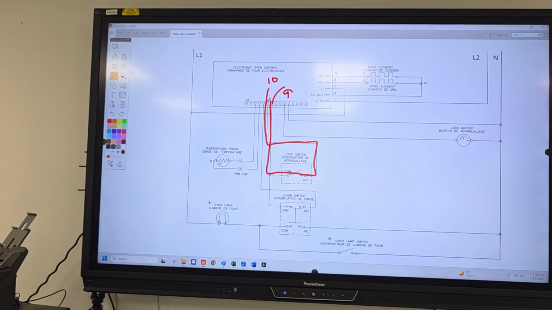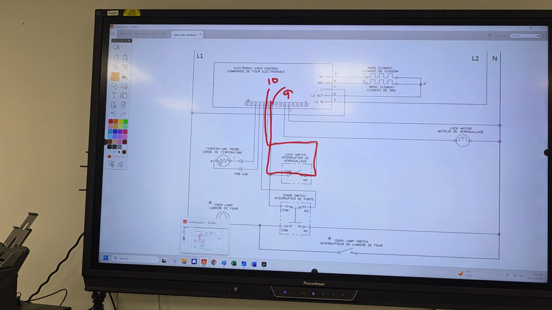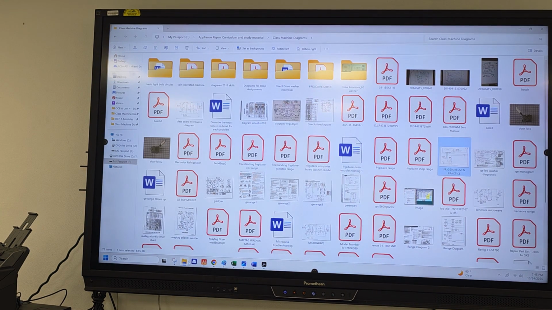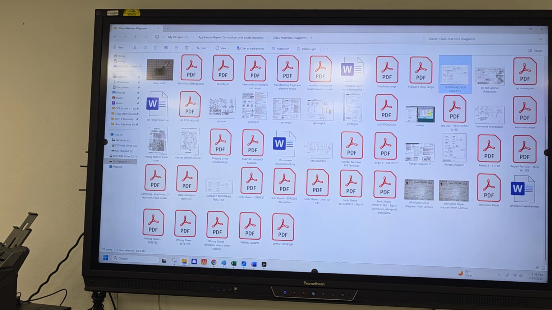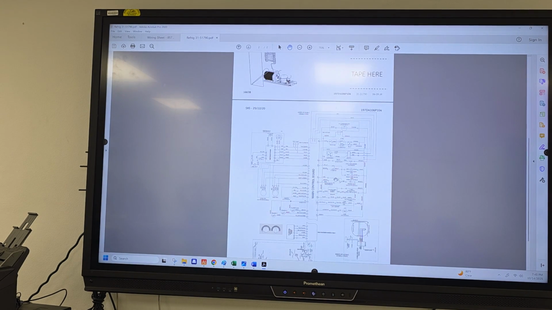Let's just look at one more diagram with a board on it. Would you do voltage or ohms on that? I would ohm out that switch. I think I had a refrigerator diagram here. Just give me a second to find it. I don't know if this is a computerized one or not. Here we go.